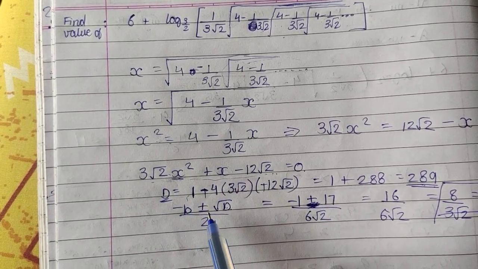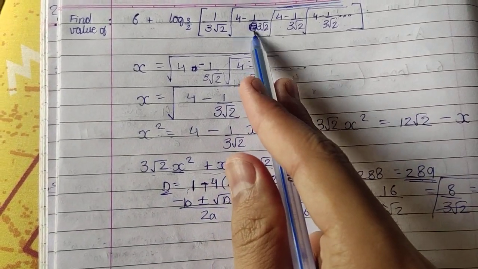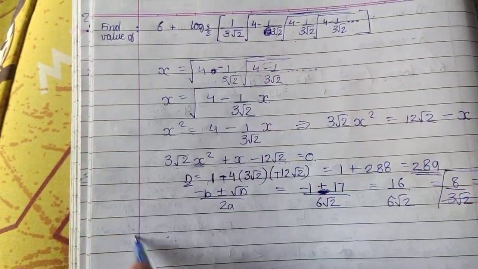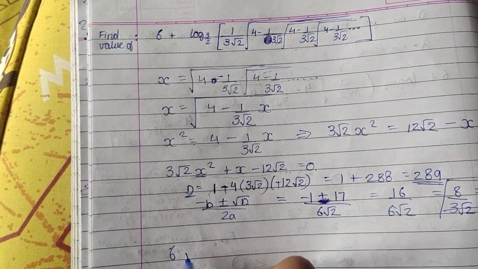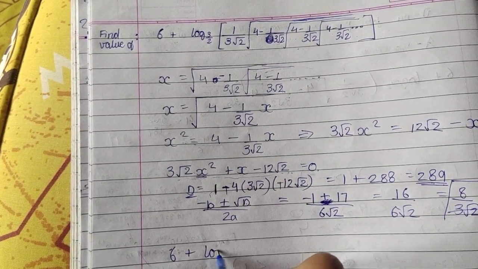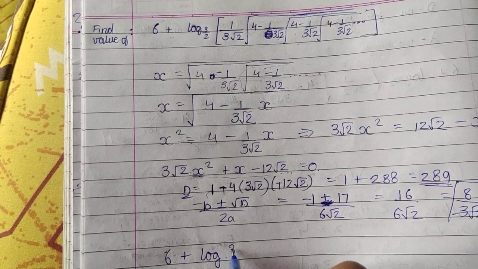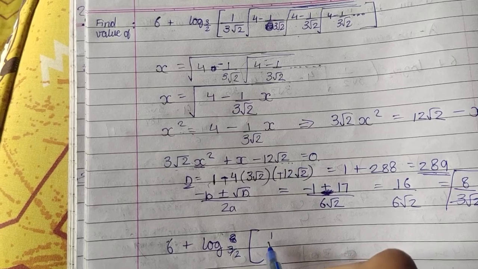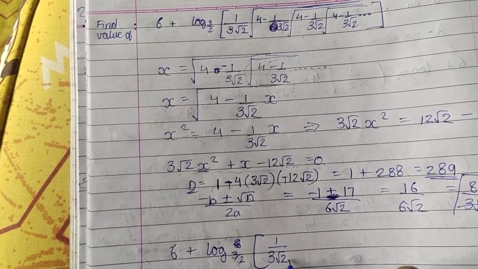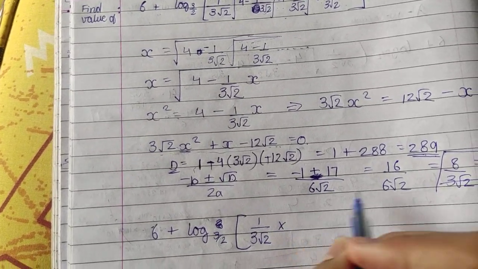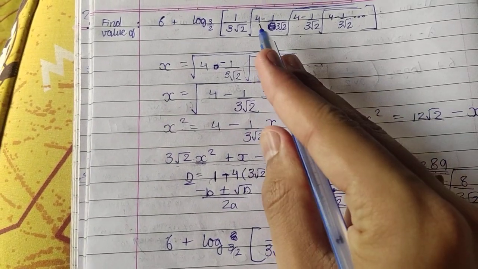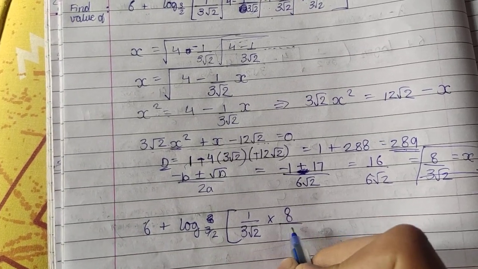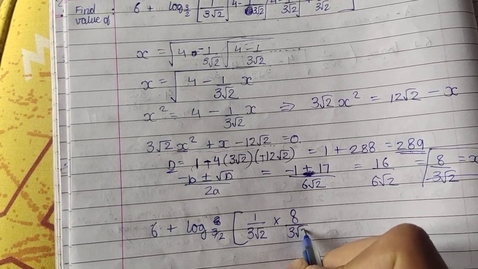Now let me put this value over here. Okay, we will write this entire thing again. 6 plus log base 3 by 2 into 1 by 3 root 2 into this entire term was x, and we got the value for x as this. So I'll write 8 by 3 root 2.